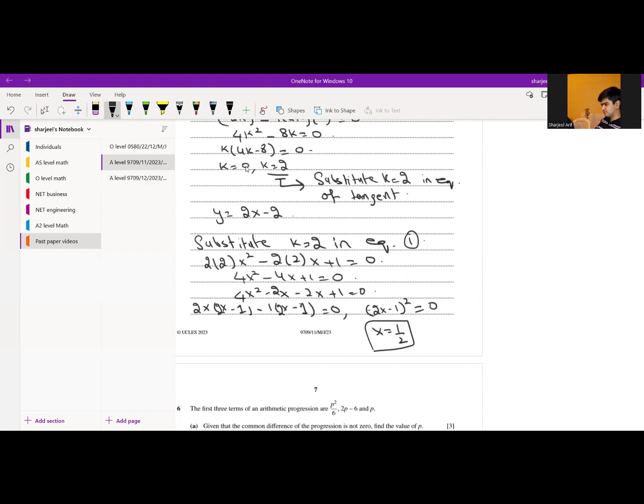Now substitute this value in the equation y equals 2x minus 2. You will get y equals minus 1. So the two answers will be 1 by 2 and minus 1. These will be the two answers.